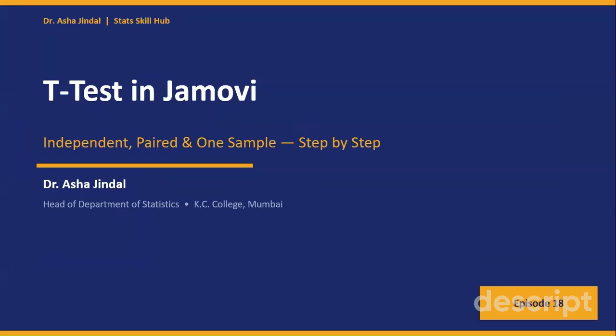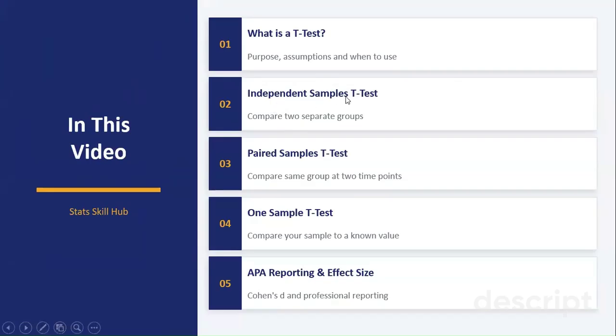Today, in this video, I will teach you three types of t-test in Jamovi. Independent samples t-test for comparing two different groups. Paired sample t-test for comparing the same group at two time points. One sample t-test for comparing your sample to a known value. By the end, you will be able to run, interpret, and report t-test results like a professional researcher.